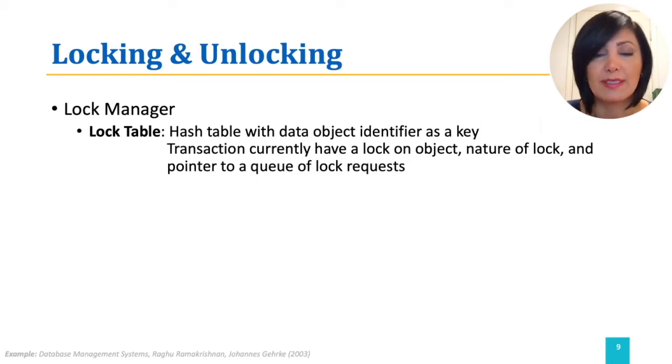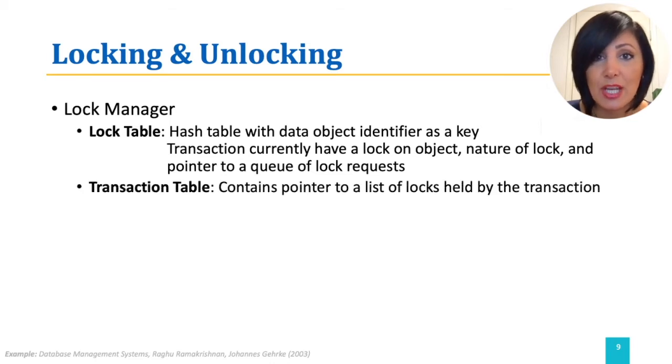for the object. The entry for the object includes transactions that have a lock on the object, whether the lock is shared or exclusive, and the pointer to the queue of locks requested on the object. The database management system also handles a transaction table that contains the list of locks that each transaction holds.